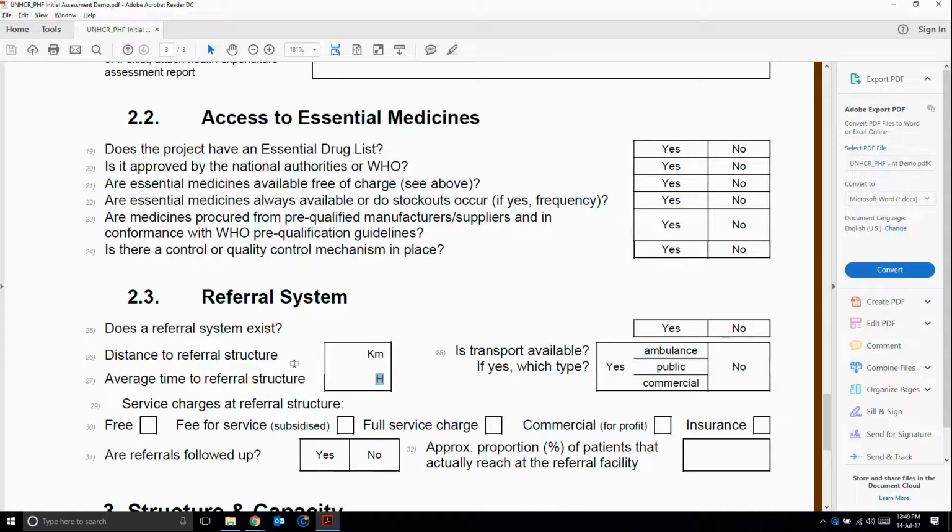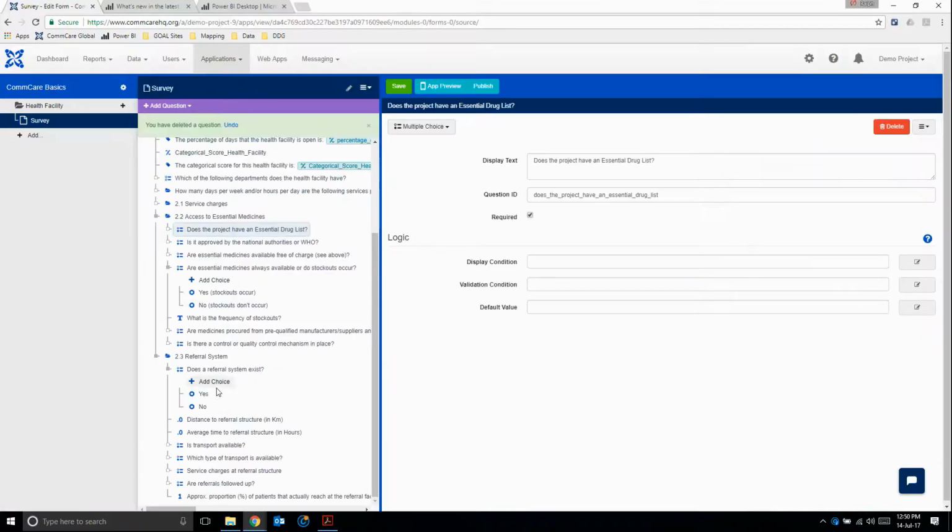So it should be somewhere, both in your question label and in your question ID. So let's take a look at what I did. I wrote distance to referral structure, and then in parentheses, in kilometers. And for the question ID, it's just going to come up as distance to referral structure in kilometers. So I chose a decimal question.